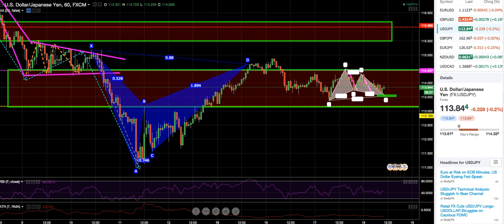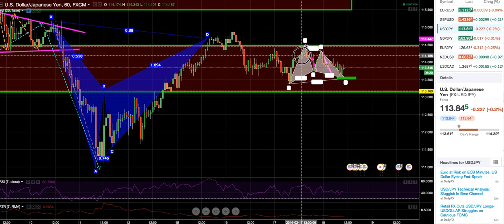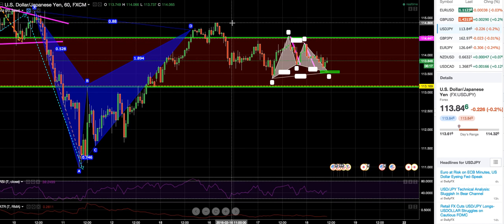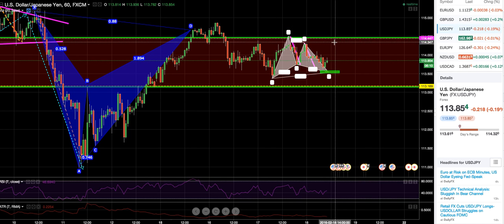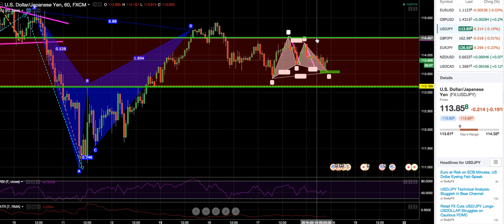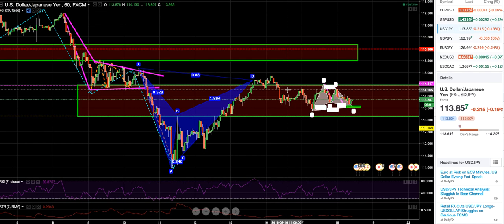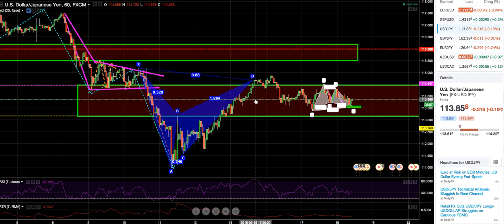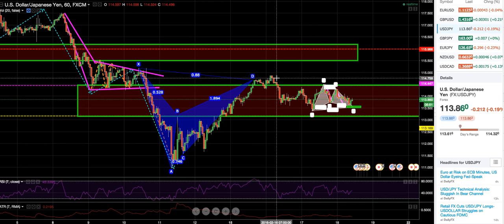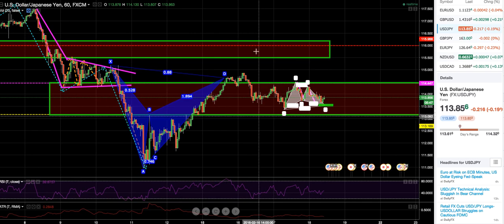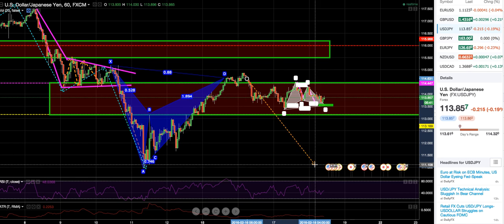If the market decides to test these levels right here again, our stops have been moved to down here. But currently we're just drifting down, right? So not much on the dollar yen beside this bat pattern. I hope you got involved in that one, because I believe that we could be shooting for this area right here, right?